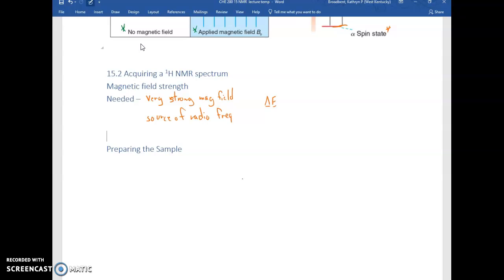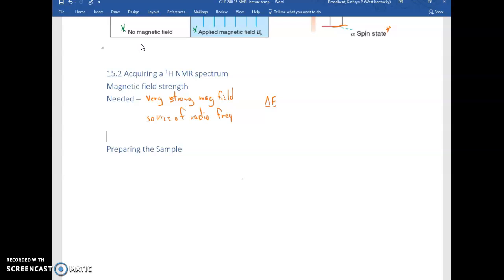In general, we make a very strong magnetic field by passing a current through a superconducting loop of material that is very, very cold, very close to absolute zero. So our magnetic fields have to be very strong.